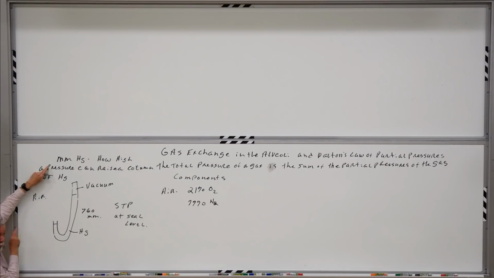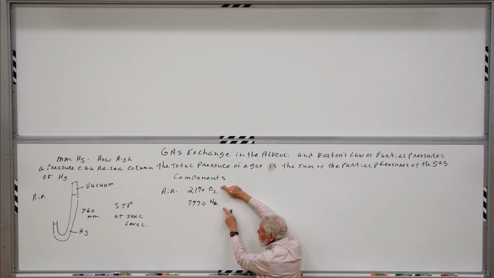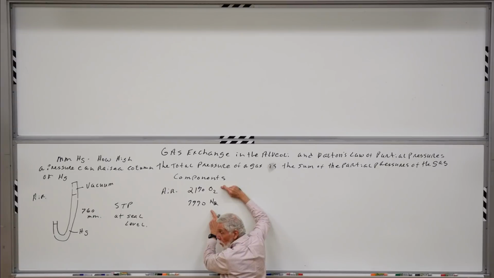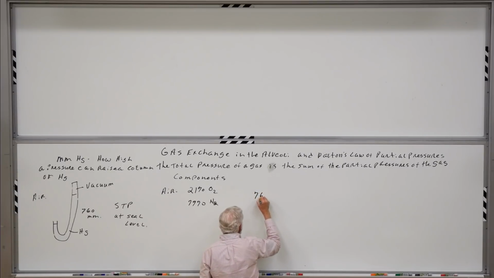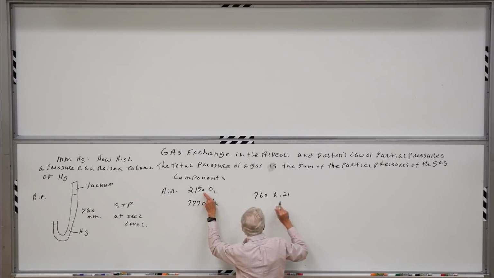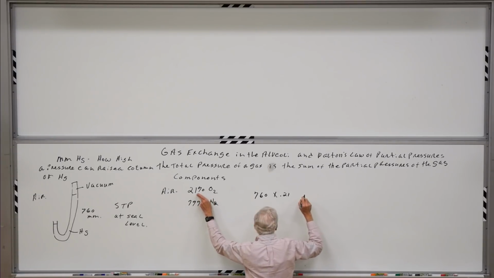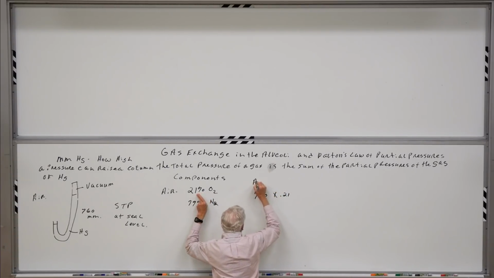And wherever we go on the planet, whether we're sitting in this room or whether we're standing by the Dead Sea below sea level, we always have the components of air being 21% oxygen and 79% nitrogen. If we're to take these numbers at sea level, it's 760 times 0.21, the percentage of the partial pressure being oxygen. So this is atmospheric pressure.